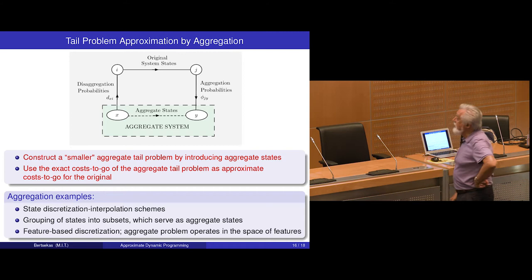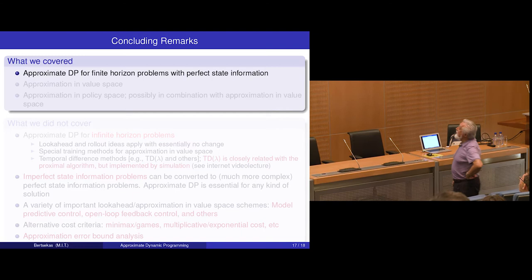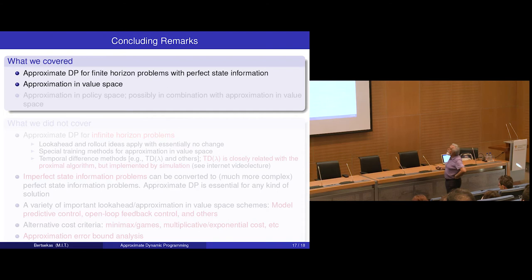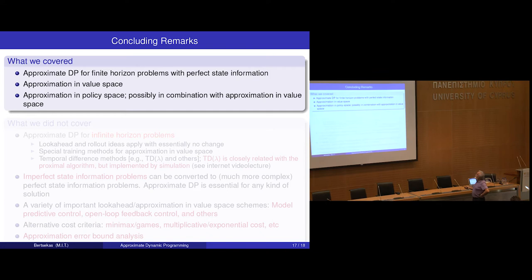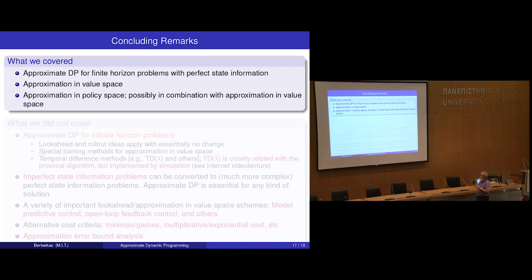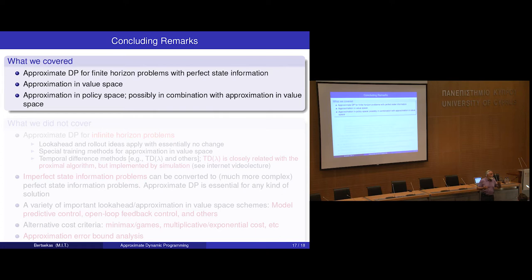Okay, so now let me go into my last slide. What we have covered: we focused on approximate dynamic programming for finite horizon problems and with perfect state information. We talked about approximation in value space, about approximation in policy space, perhaps in combination with approximation in value space, where we build a policy space approximator based on the cost approximation that we may have in some other way. Now, among all these different techniques and ideas involved in approximation in value space, it's not one technique that works better than all the others. It's usually the proper mix of techniques combined together that can be brought to bear on a difficult problem.